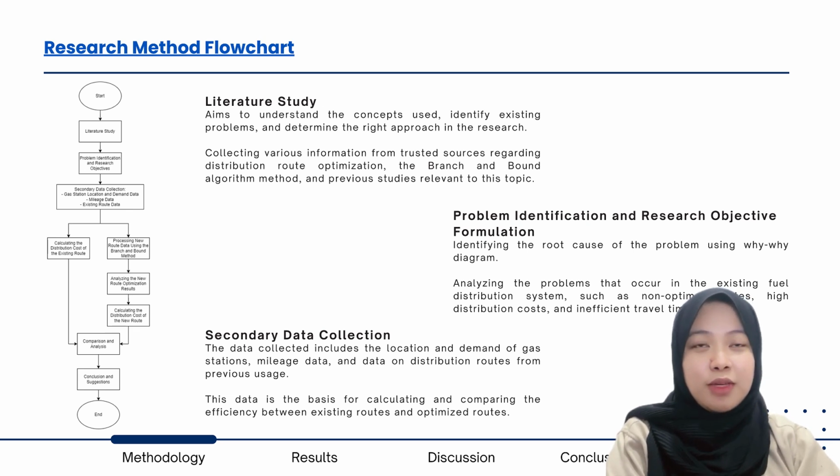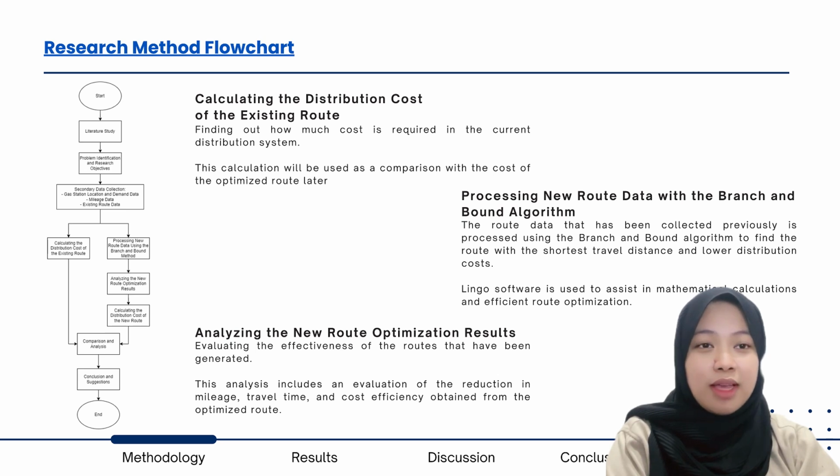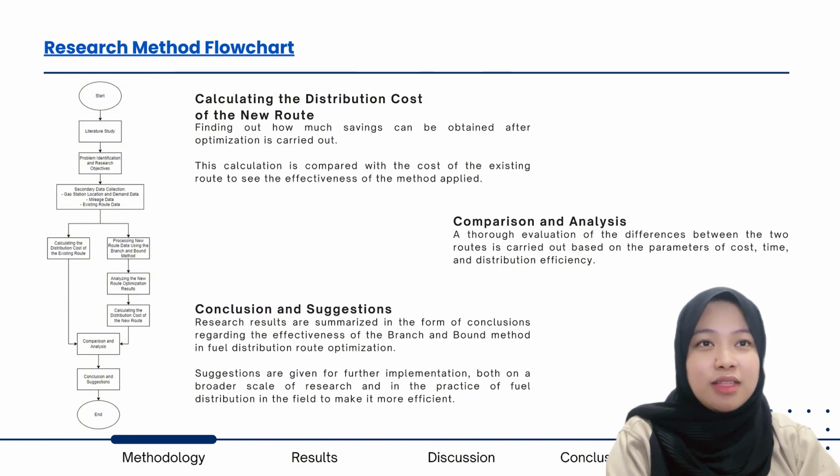In methodology, we have a research method flowchart. There is literature study, problem identification and research objective formulation, secondary data collection, calculating the distribution cost of the existing route, processing new route data with branch and bound algorithm, analyzing the new route optimization result, calculating the distribution cost of the new route, comparison and analysis, conclusion and suggestion.